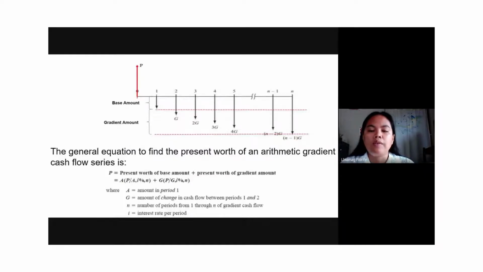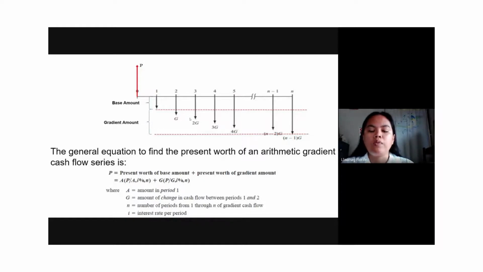For example, there is a base amount and then there's a uniform increase in the base amount, which we call the gradient amount here. So we have the base amount in this portion, and then we have the gradient amount, and that starts from year 2 or period 2.